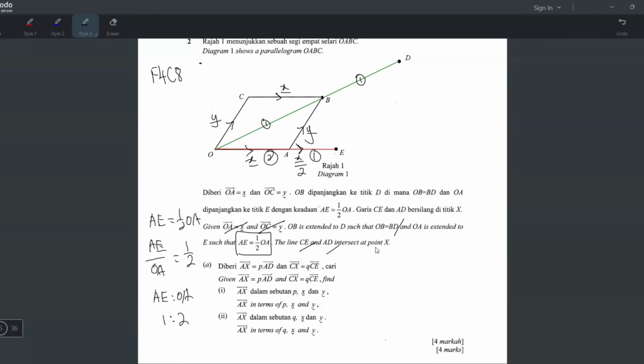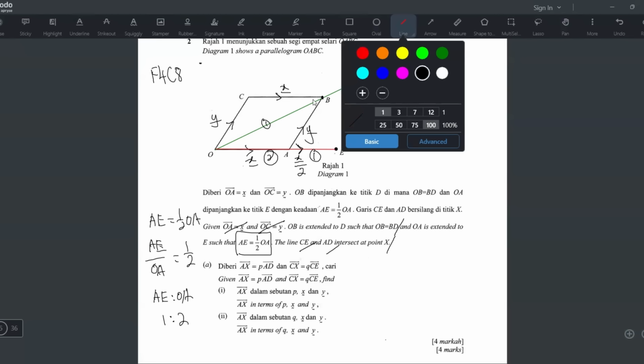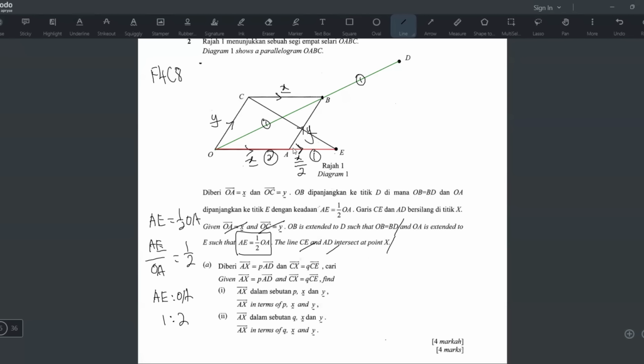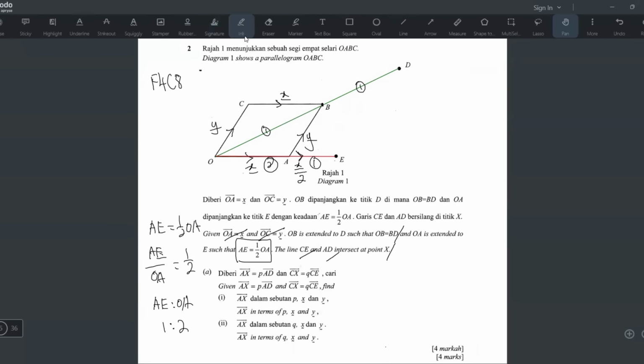Okay, the lines CE and AD intersect at point X. CE, AD. Oh my god, I have to draw again. Let's use another color, maybe black color. Okay, CE and AD. Oh my god, now the diagram become complicated already. Intersect at point X. Okay, this one I erase first lah. Yeah, this one later I erase first. Later when I need it, baru I come back and draw it. Okay, so yeah, because it's confusing if I draw it now.